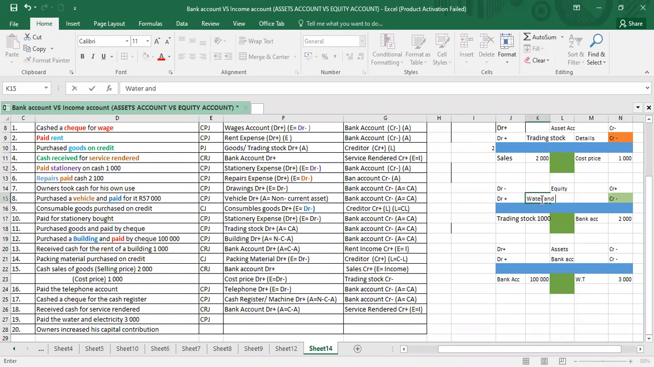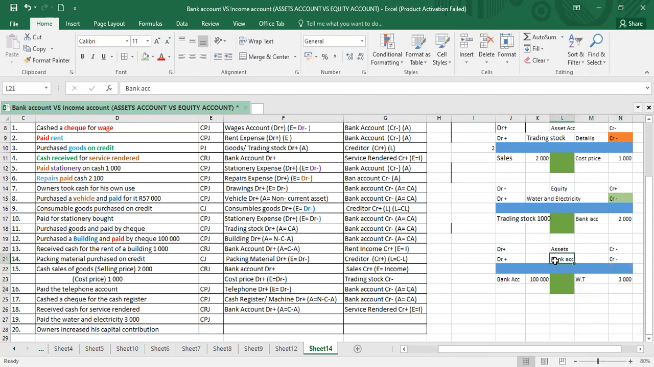Water and electricity. Right. Water and electricity is an expense account. It falls under owner's equity. By nature, student, the first account that we need to deal with is the one that we need to debit. Now, after debiting the first account, that's when we can deal with the credit account. But for now, I'm just showing you how to record this.